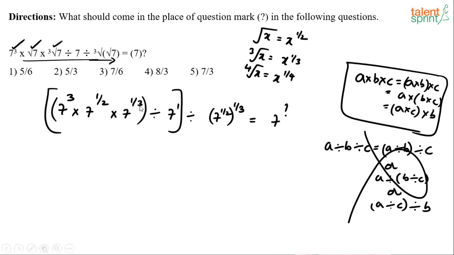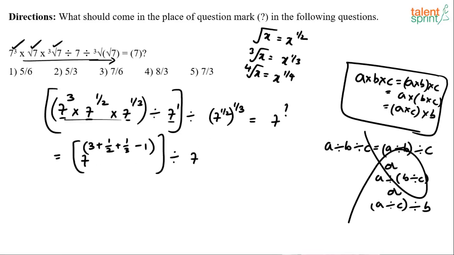Now, you know that when the bases are all equal and in multiplication form, the powers can be added. So this becomes 7 power 3 plus 1 by 2 plus 1 by 3, divided by 7 power 1. When the bases are equal and in division form, the powers can be subtracted. So minus 1. This divided by 7 power, when it's like a power m whole power n, it's a power m into n. So this becomes 1 by 2 into 1 by 3, which is 1 by 6. Done. You know the answer now.